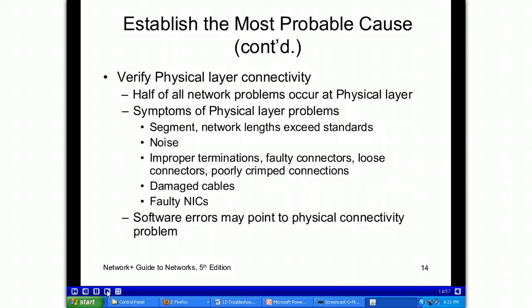And so, same with Cat5 cable. People in offices sometimes move stuff around when they shouldn't, or they're cleaning, or stuff gets spilled. Liquids get spilled, it can cause damage. Damaged cables, faulty NIC cards, that happens more than you think. Software errors may also point to physical connectivity problems.